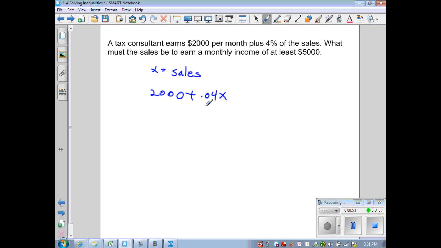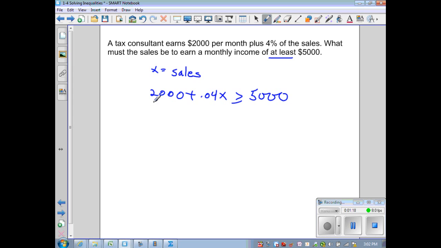Now with the last sentence, it says, what must the sales be to earn a monthly income of at least $5,000? Now previous slide said when we have a term that says at least, my inequality is going to be greater than or equal to, which means I have to have a minimum 5,000 and above. This sets my inequality. Now all I need to do is to solve.